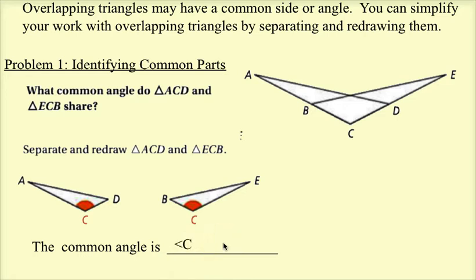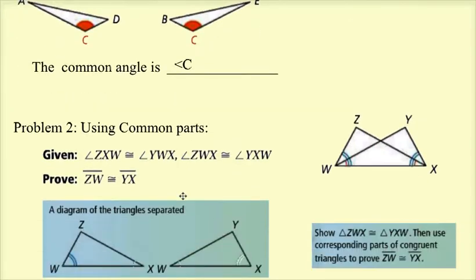so the common angle is going to be angle C. So sometimes overlapping triangles might share an angle, a side, or even part of a side. As you can see that BC in triangle ECB is also part of side AC, which is in the other triangle. So it can get a little bit complicated. Let's use common parts to prove things.